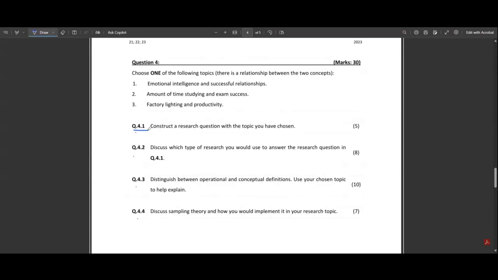So construct a research question. For the 5 marks, we were looking for things like the correct wording. They also gave this important clue, which is important to highlight here: there is a relationship between the 2 concepts. This is what they're telling you they're looking for. There isn't necessarily a wrong answer to a question like this. Just make sure you don't contradict yourself in the question. Mention both of the variables, and make sure your question makes sense in terms of a relationship.